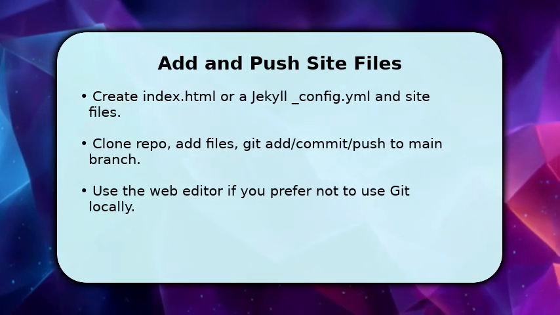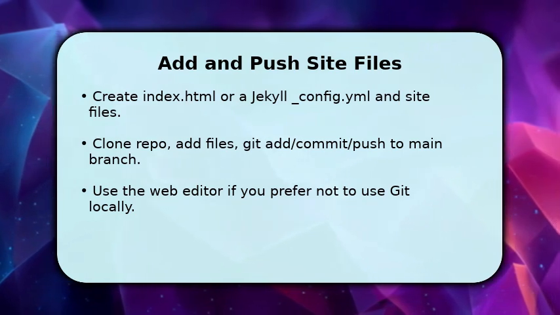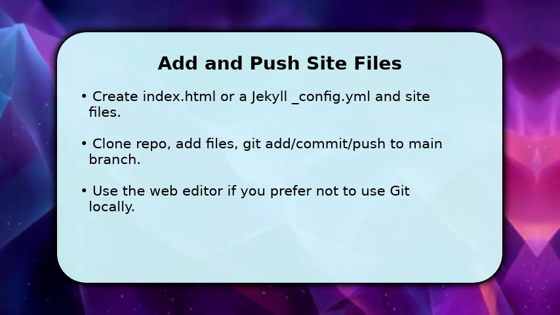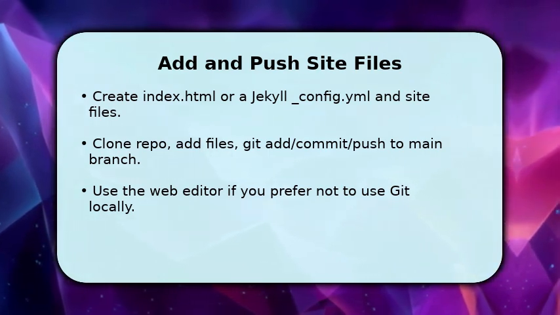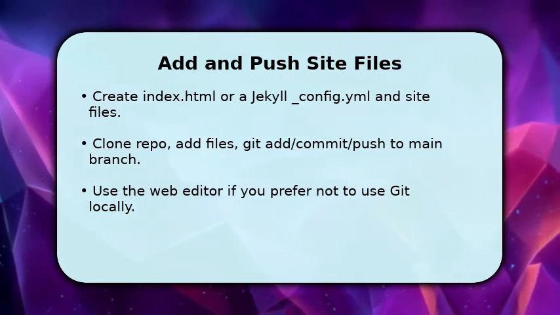Next, you add the actual site content. Locally, clone the repository, create an index.html or a Jekyll structure with _config.yml, and commit your files, then push to the main branch because username.github.io serves from that branch.